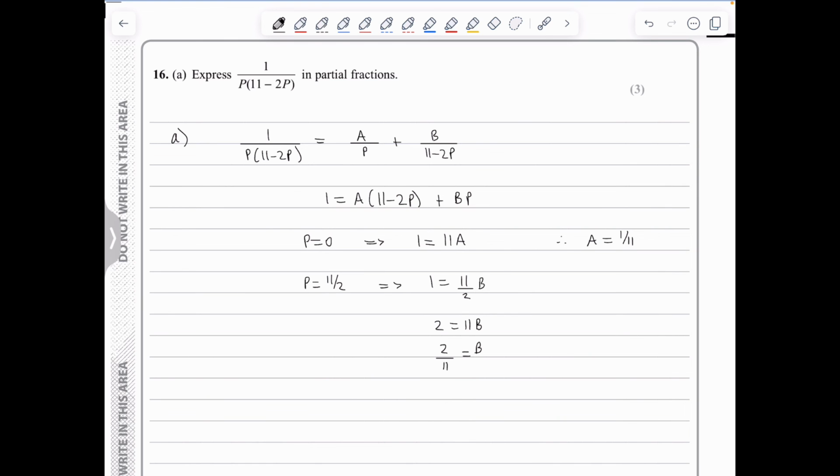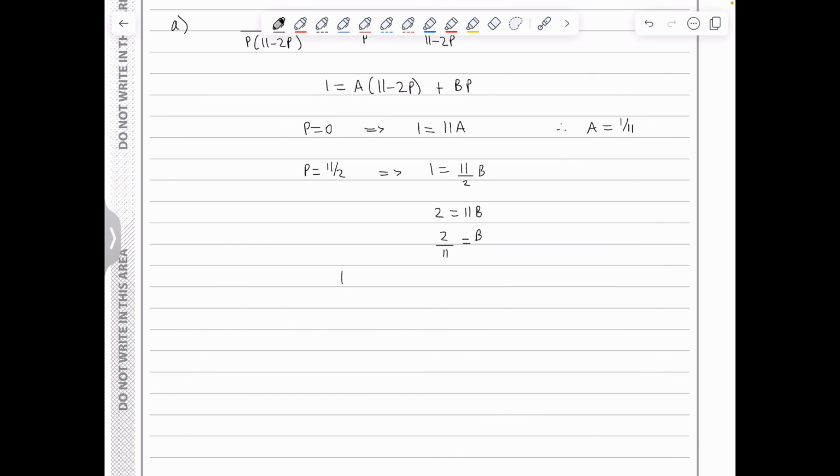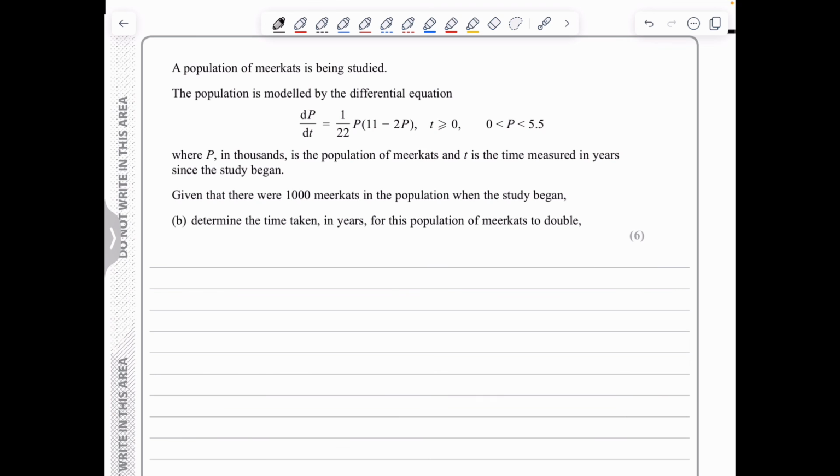We have been asked to express this in partial fractions, so we need to write down a full answer. 1 over p(11 minus 2p) is equal to (1 over 11) over p plus (2 over 11) over 11 minus 2p. We are then told that we are studying a population of meerkats, and this is done through this differential equation here. Capital P is the thousands of the population of meerkats, and t is the time measured in years since the study began.